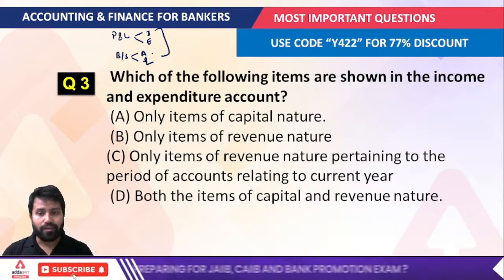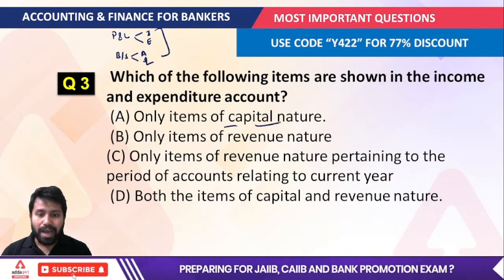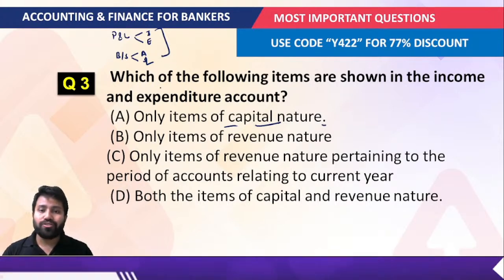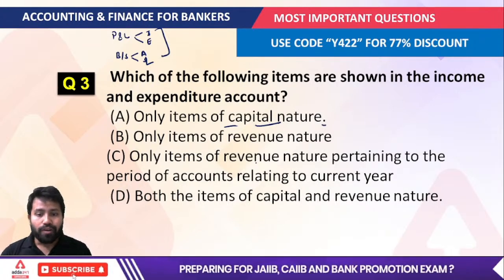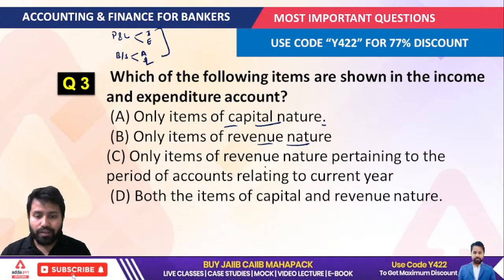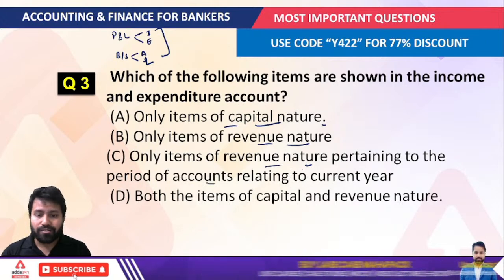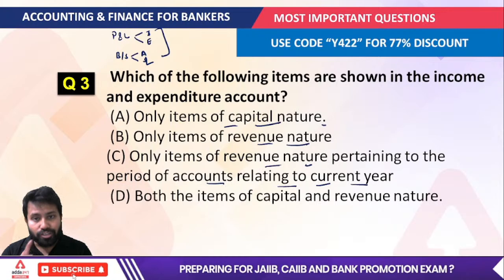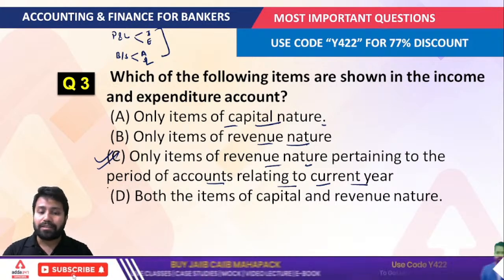These items are given: only items of the capital nature. When we talk about only items of the capital nature, you can understand these are actually shown in the balance sheet. Only items of the revenue nature is half correct. Only items of the revenue nature pertaining to the periods of the accounts relating to the current year should be the correct answer for this question.